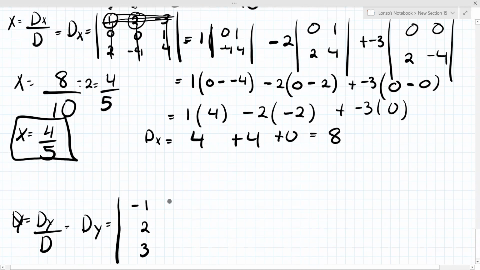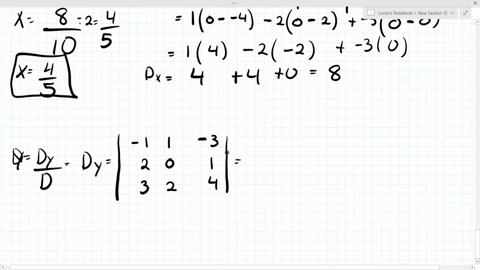This is 1, 0, 2. And then your z coefficient stays the same. So it's -3, 1, and +4. Okay. So now what we're going to do is find the matrix. So this would be -1, and then let's set up the matrix.